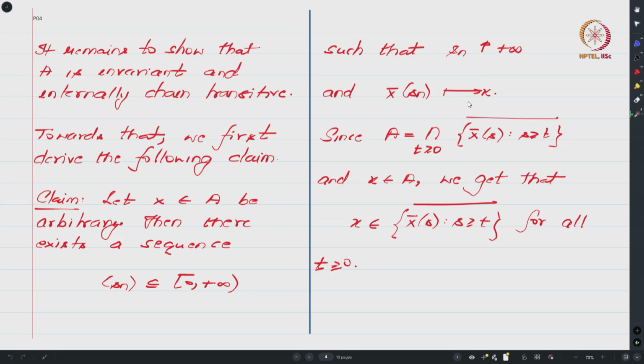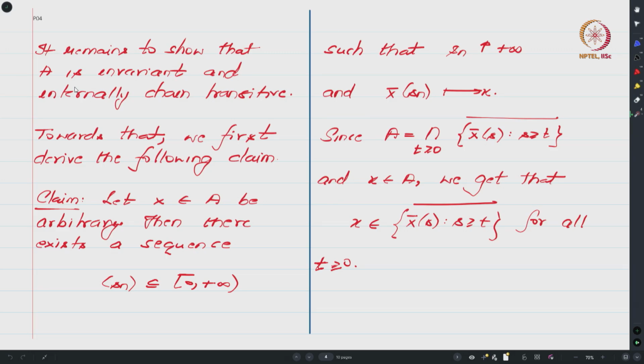So let me again repeat this claim. It says that if you give me any x in A, then I can find a subsequence generated from the linearly interpolated trajectory that converges to x. This will play a very important role in proving that A is invariant and internally chain transitive. So how do we go about proving this?